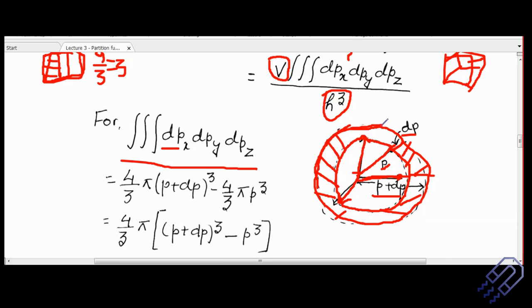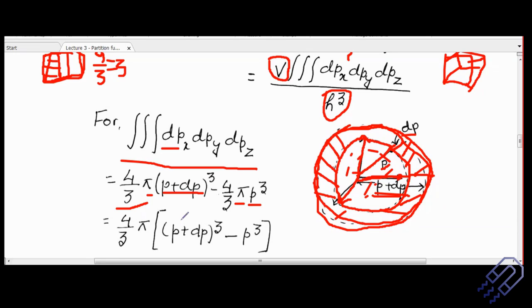So let's consider this entire volume and try to find out what the volume is. You know the volume of a sphere is 4 by 3 pi r cubed. So 4 by 3 is there, pi is there, but the radius for this entire sphere is p plus dp. So this will be 4 by 3 pi (p plus dp) cubed, minus 4 by 3 pi p cubed. We are going to subtract this center part, so that we get this part.